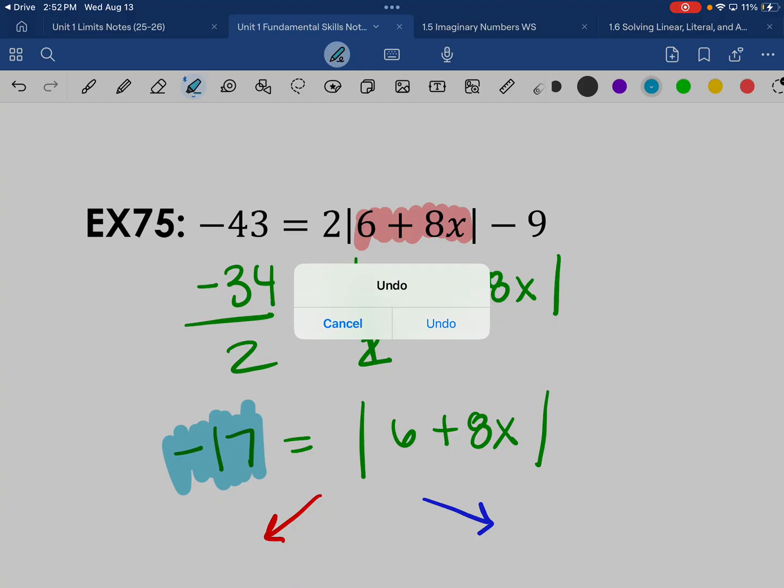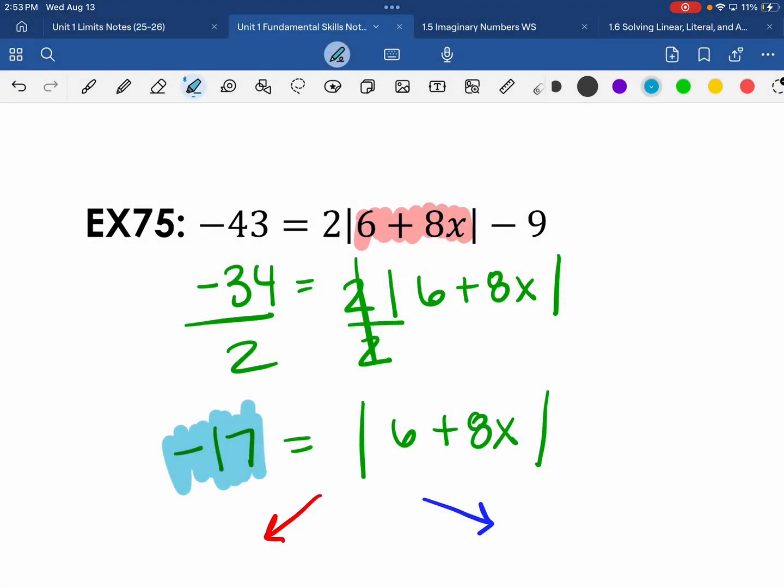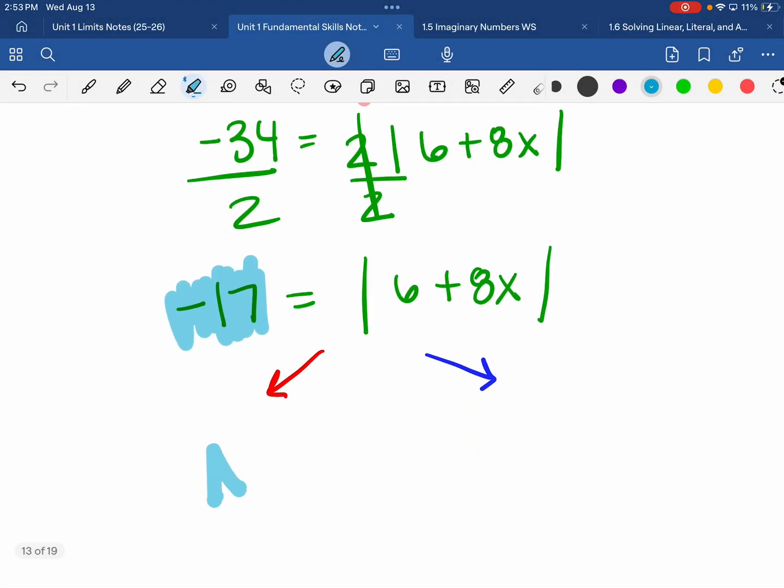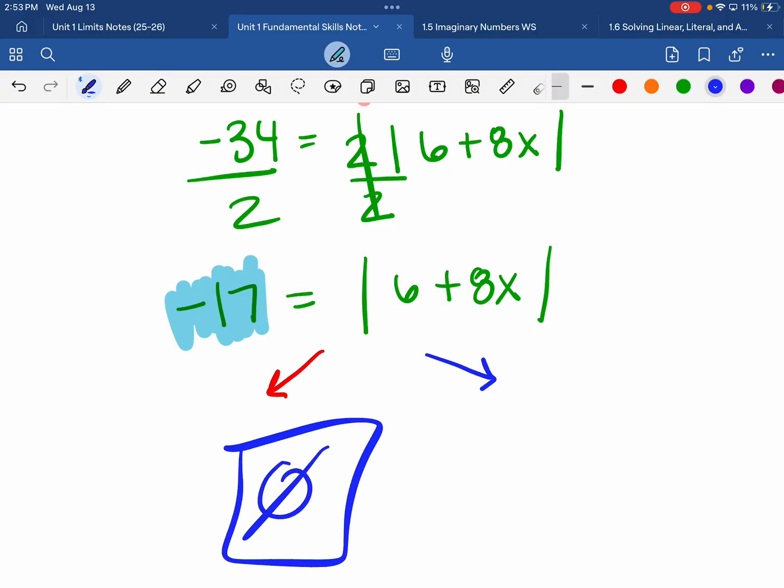So right here, since this is negative, your absolute value is equaling a negative number, we don't even have to do all this other stuff. What can we say the answer is? No solution. So watch out for those negatives. If the absolute value ever equals a negative number, you can just stop and say no solution. All right, it can never be negative.